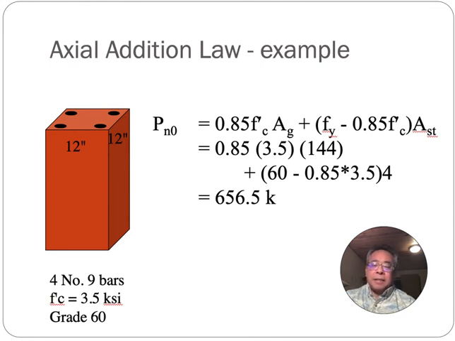For example, a tie gets reduced by a phi of 0.65 and the additional minimum eccentricity reduction of 0.8. But anyway, the real fun comes when there is moment and axial load, and that's the real discussion we'll have next, with a little bit more complex calculations, and we'll introduce a concept called interaction diagrams, but that's for next time.